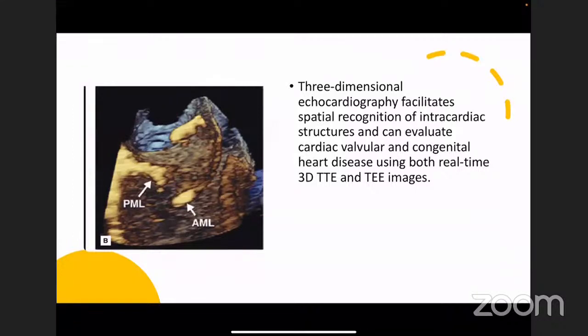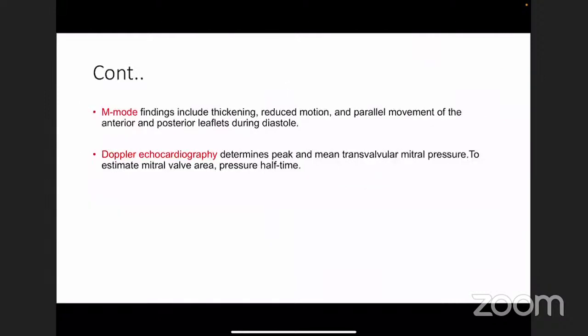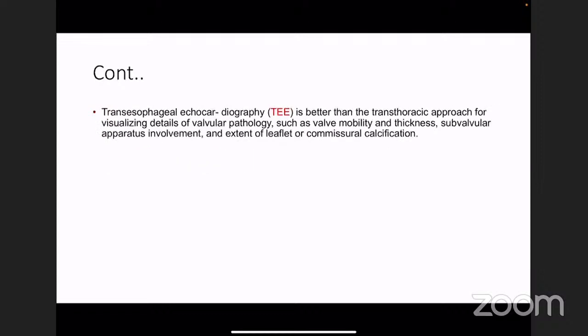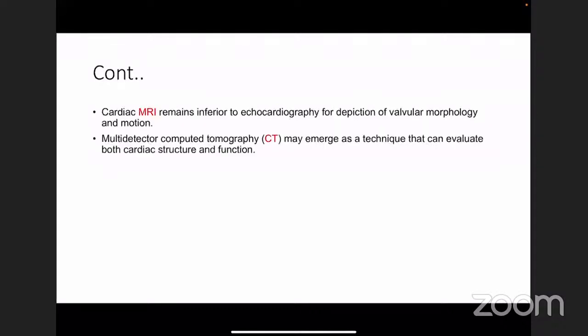3D echo facilitates spatial recognition of intracardiac structures and can evaluate cardiac, valvular, and congenital heart disease using both real-time 3D TTE and TEE images. M-mode findings include thickening, reduced motion, and parallel movement of the anterior and posterior leaflets during diastole. Doppler echocardiography determines peak and mean transvalvular mitral pressure to estimate mitral valve area by pressure half time. TEE is better than the transthoracic approach for visualizing details of valvular pathology such as valve mobility and thickness, subvalvular apparatus involvement, and extent of leaflet or commissural calcification.